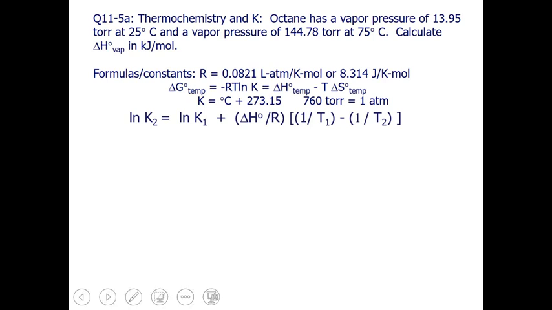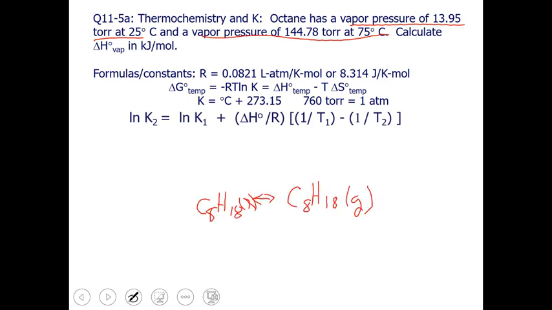So you know our equation deals with equilibrium constants, and you may be saying, I don't see any equilibrium constants. Vapor pressure is an equilibrium constant. And we are given vapor pressure at two different temperatures. So the equation we're looking at is octane in the liquid phase in equilibrium with octane in the gaseous phase. So that means our equilibrium constant is going to be the pressure of the gas divided by 1.